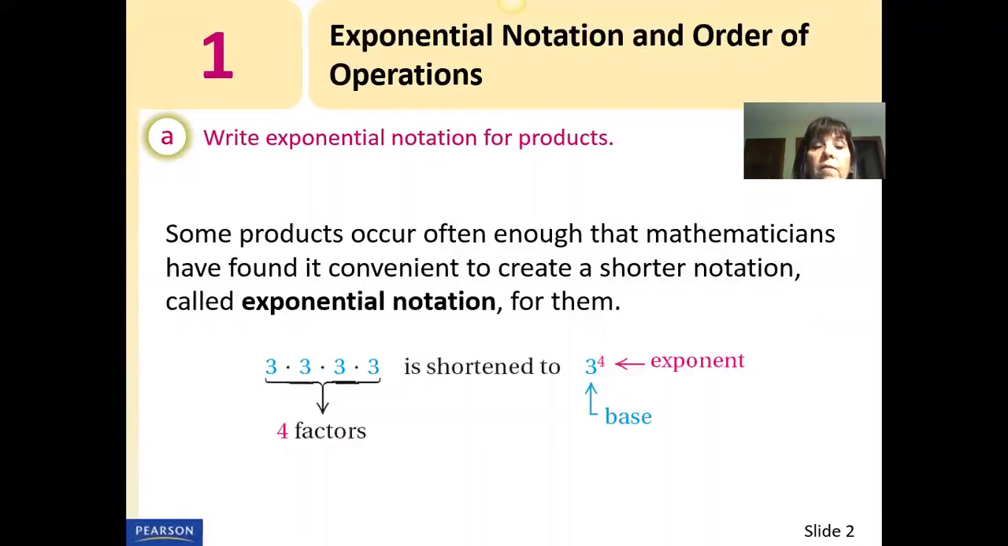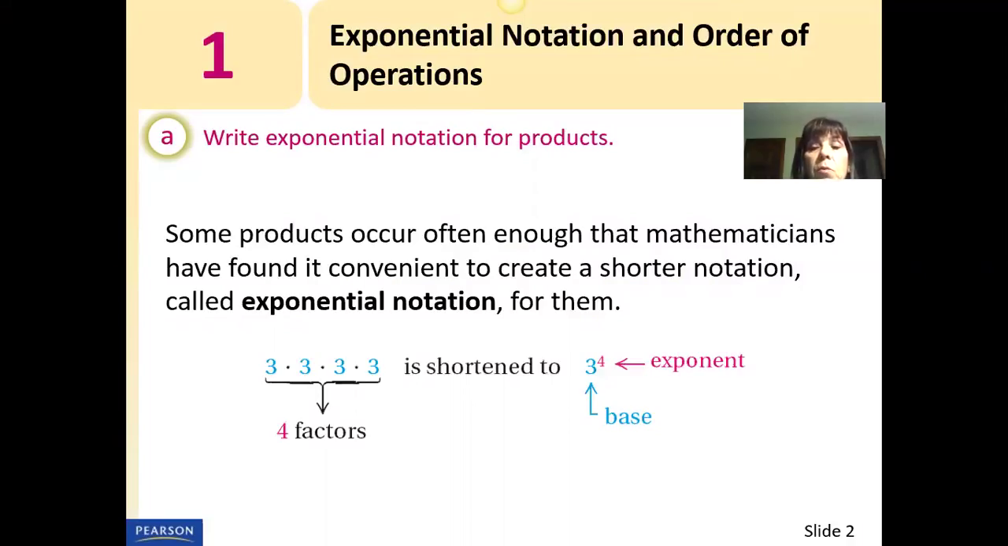When we have a product of the same factor written out multiple times, we can shorten that to an exponential notation. So for example, if I had multiplied the number 3 4 times, so 4 factors of 3, I can shorten that to 3 raised to the 4th power. As you can see, the 3 is called the base and the 4 is called the exponent.